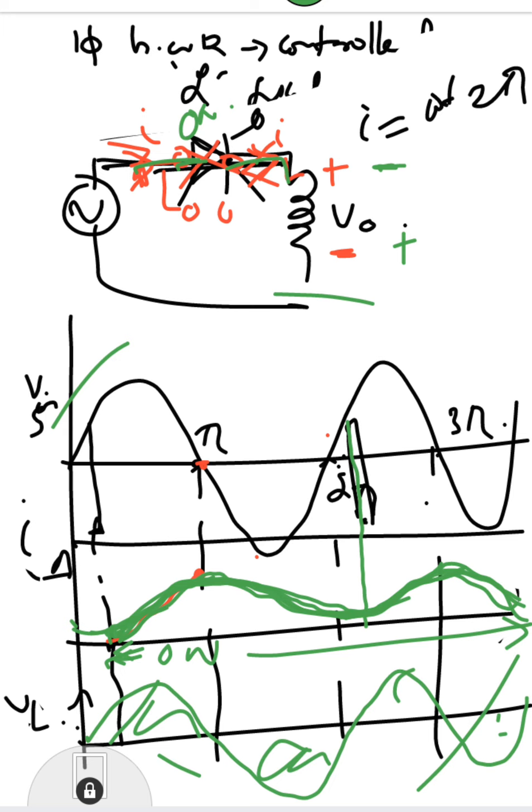Now in the next video we will see what is happening in an RL load.